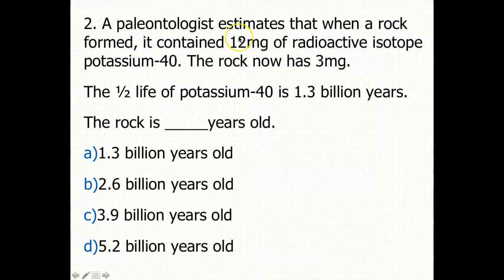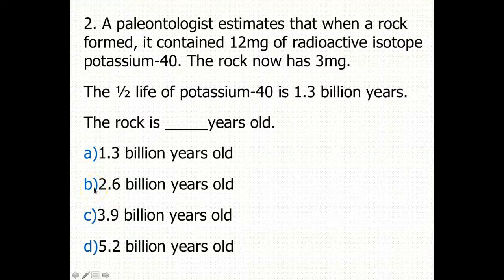So let's see, how many half-lives have happened from 12 to 3? Half of 12 is 6, so that's 1 half-life. And then half of 6 is 3, so that's 2 half-lives passed to get to 3 milligrams. So we know 2 half-lives have passed. Each half-life is 1.3 billion years, and so 1.3 plus 1.3 gives us 2.6. So this is your answer. The rock is 2.6 billion years old.